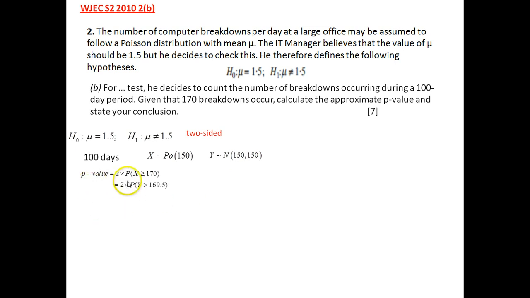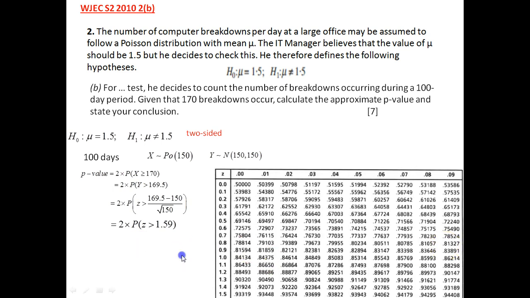Our p-value is twice the probability that the sample, 170 breakdowns, is significantly different from our mean. So greater than or equal to 170. We need the continuity correction, being as we're talking about a discrete distribution going to a continuous distribution, so we need to take 0.5 before the 170. Change that into Z, so 169.5, take away the mean, divided by the square root of the variance, and we get that we want twice the probability that Z is greater than 1.59.